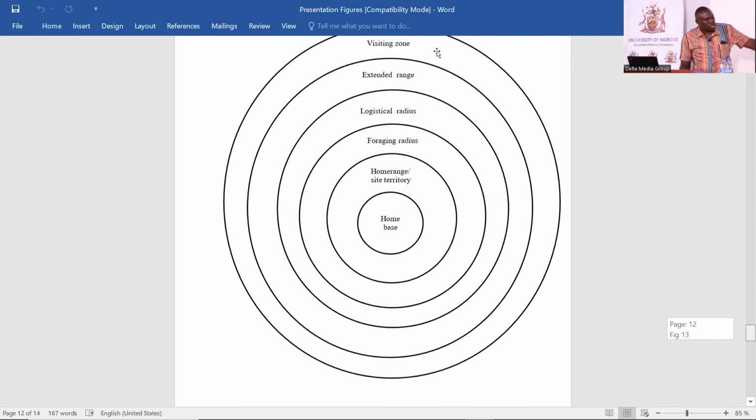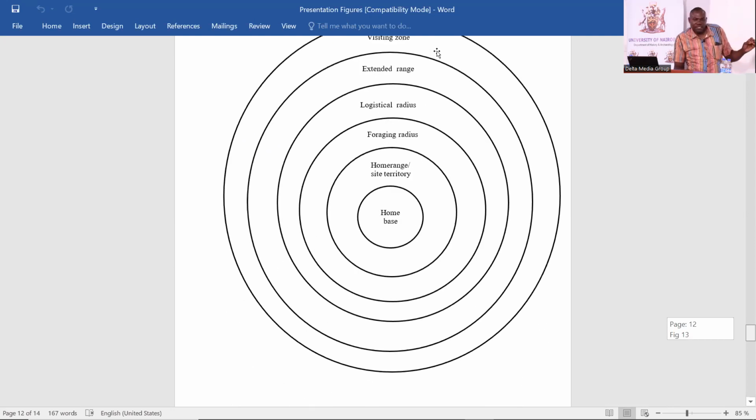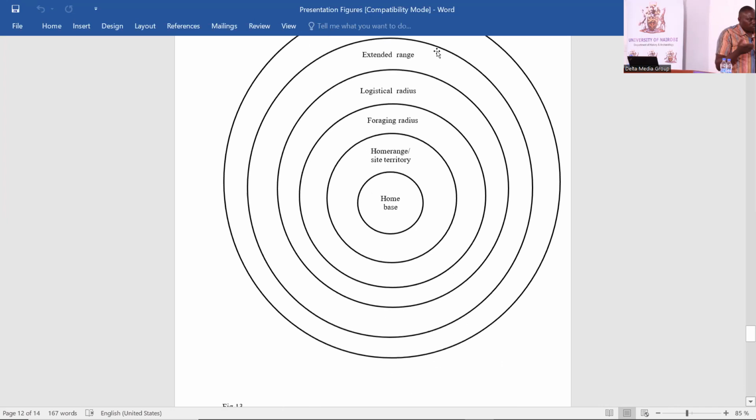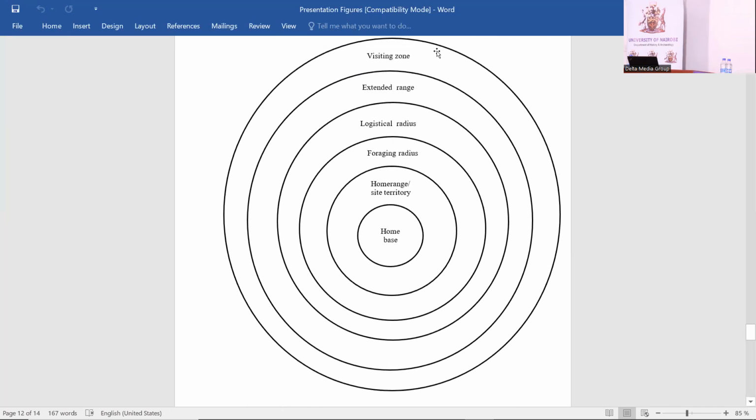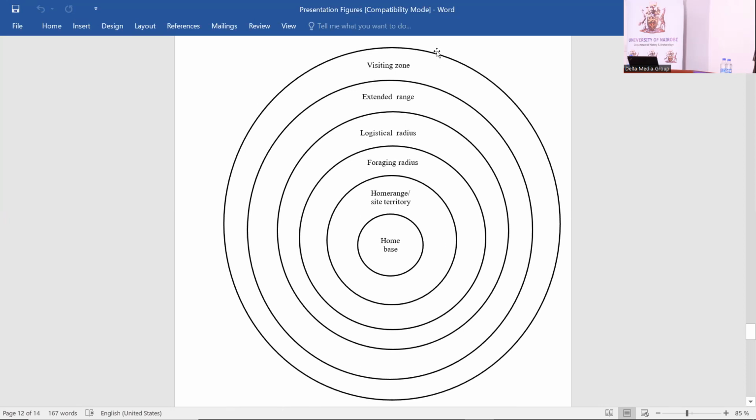So if you look at this, I'm sorry, you may not be able to see this. We have various locations within this model. We have the home base, we have the home range, we have the foraging radius, logistical radius, extended range, and the visiting zone. So the home base is where people reside. Where they get materials with ease is the home range or site territory.